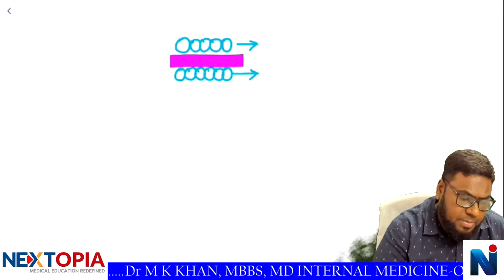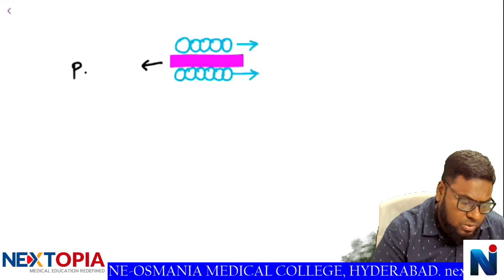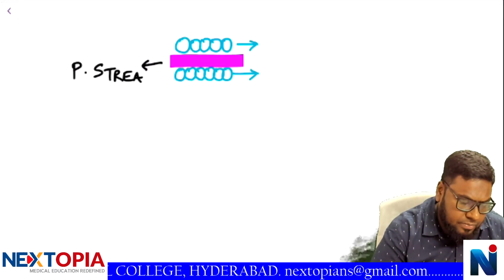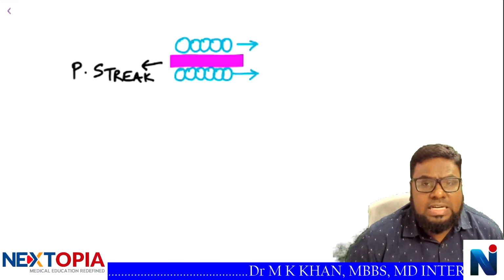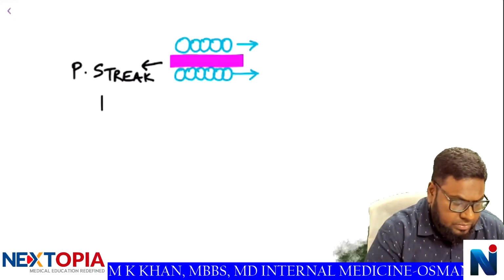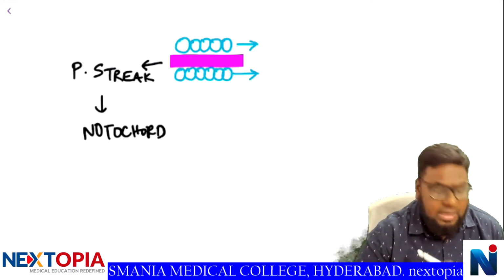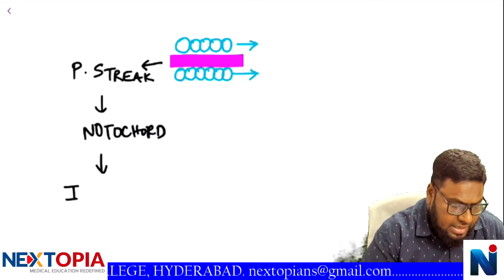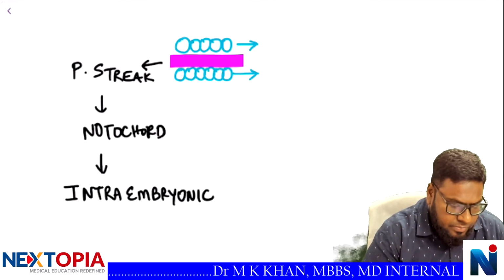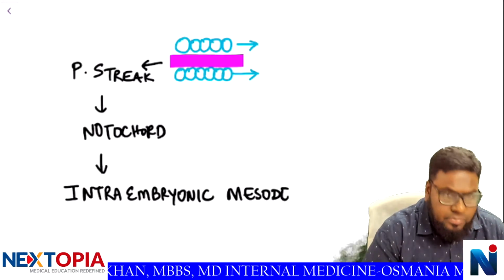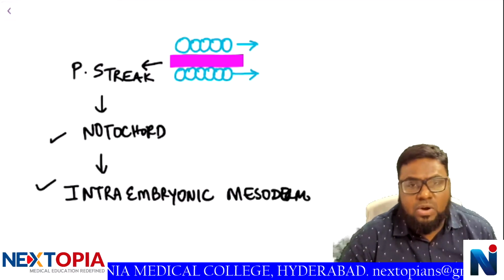This groove you are calling a primitive streak. Now this primitive streak results in development of notochord. This primitive streak is responsible for development of the third germ layer, that is the intra-embryonic mesoderm. From the cells of the primitive streak, these two important structures take their origin.